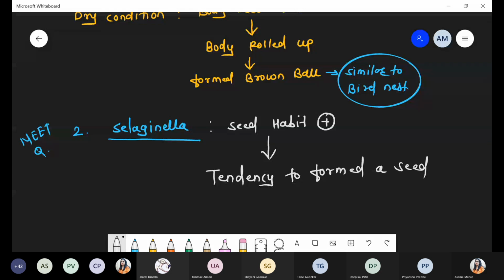Dekho, humne Selaginella ke bare mein kya kya padha. Selaginella, they produce heterospores. Again, Selaginella, they have this strobilar structure. Selaginella, they show the seed habit. Done this part?